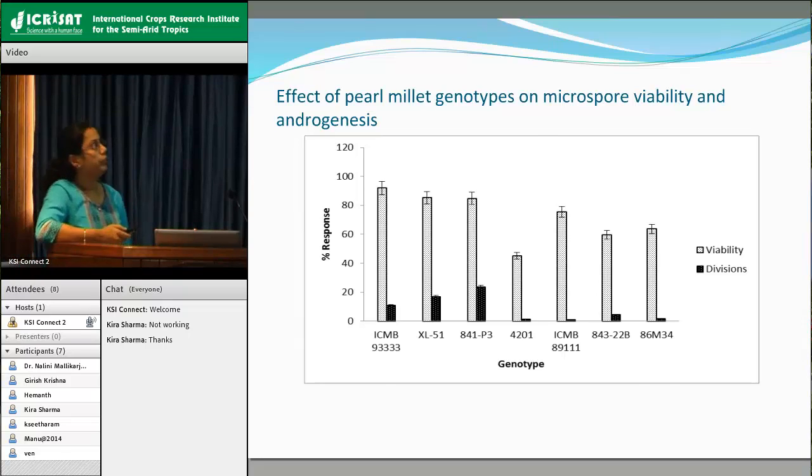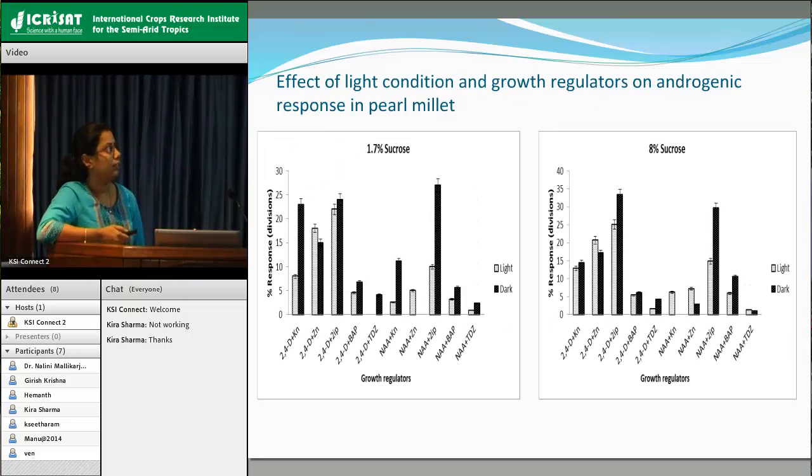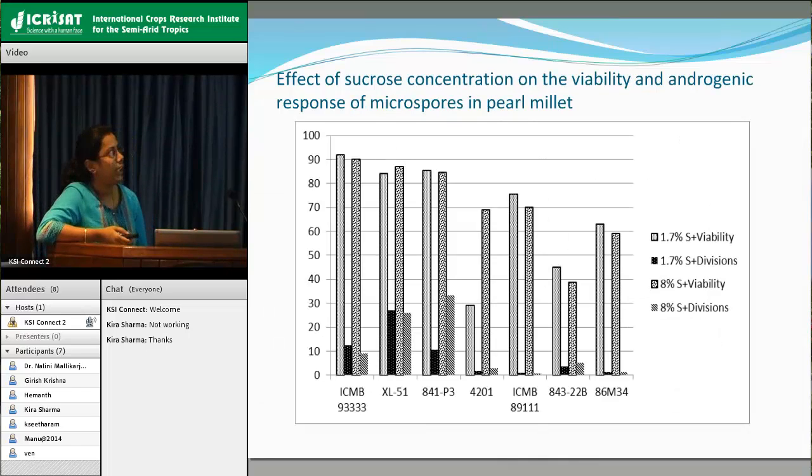And this is a comparison of the light conditions on the divisions and viability in both light and dark. This is 1.7% sucrose and 8% sucrose. There is an almost similar response, I would say. However, they responded only in dark. Light wasn't very effective, but the cultures maintained in dark were more effective, but there is not much of a difference between the response when cultured on 1.7% sucrose or 8% sucrose. And here the viability and the divisions, as we have already seen, show a very high response among XL51, 4201, 841P3, and almost 90+% viability after 15 days in culture.